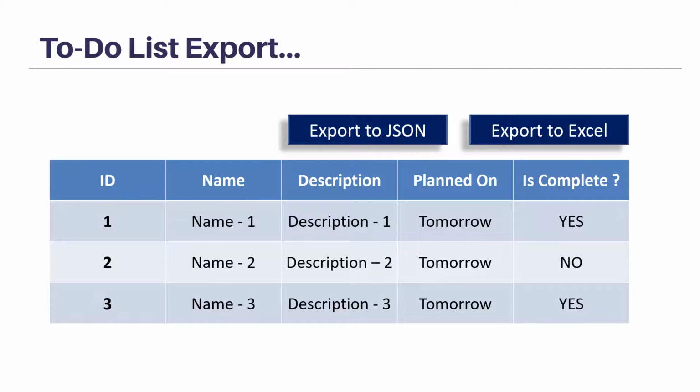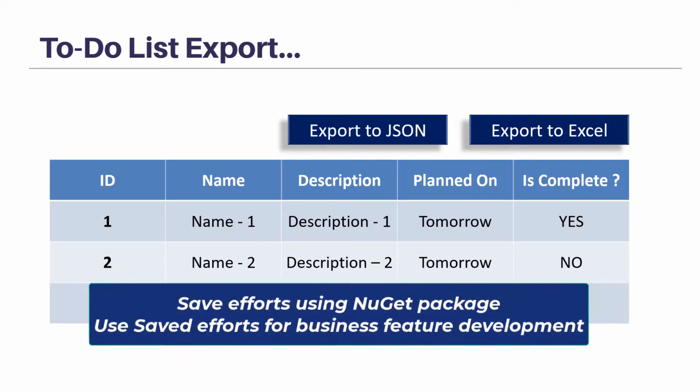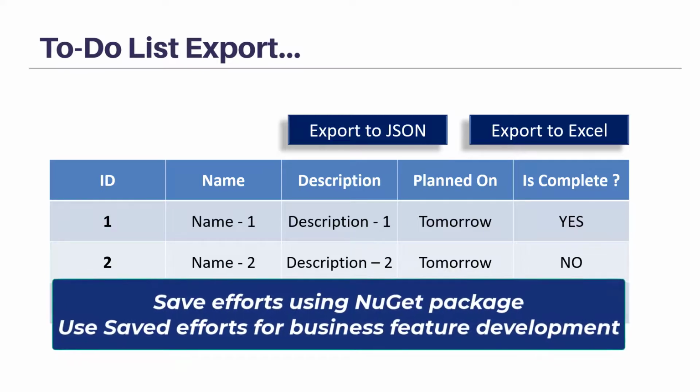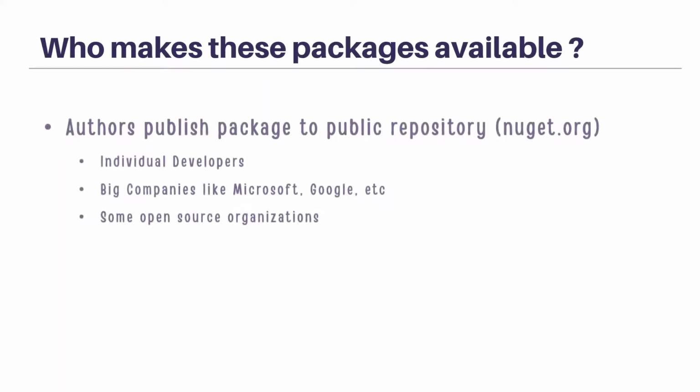Of course, you have the option to write your own code, but writing your own code may involve a lot of work and it will consume a lot of your time. Instead of spending time on such functionality, you can better use a NuGet package, and then the saved time can be used for focusing on the development of business functionality. Now the obvious question here is, how do we have these packages available for our use?